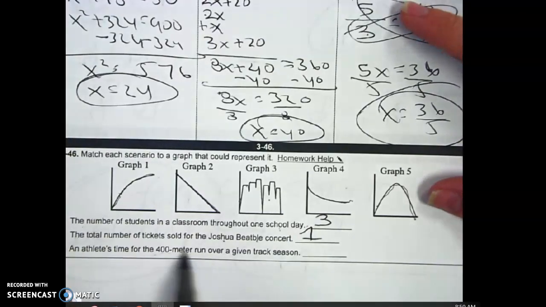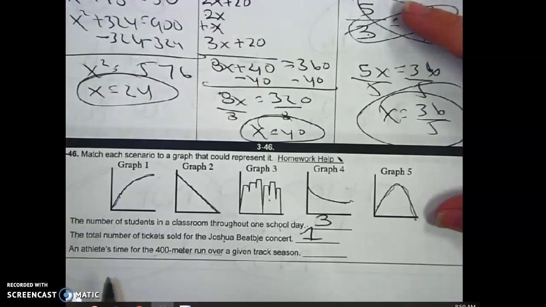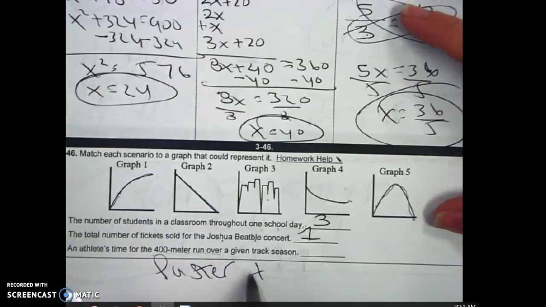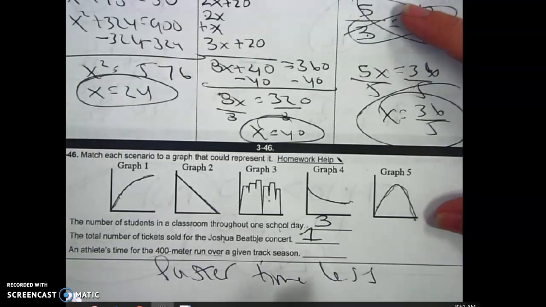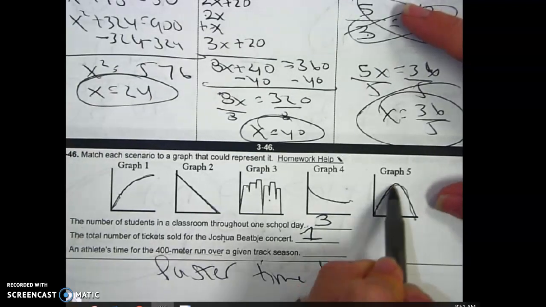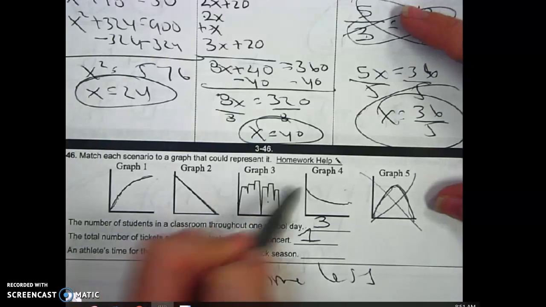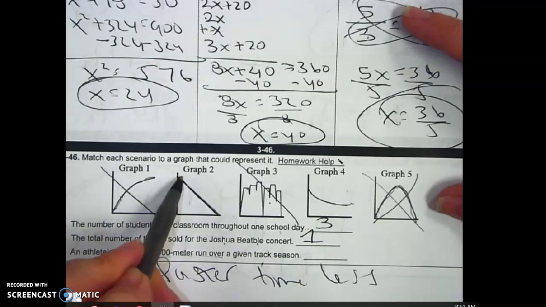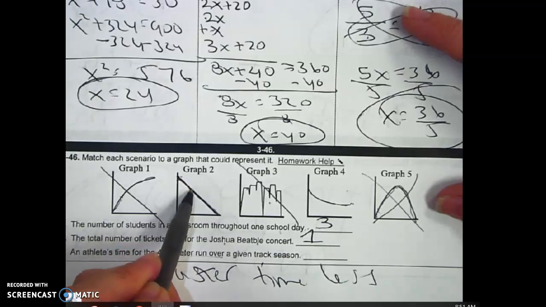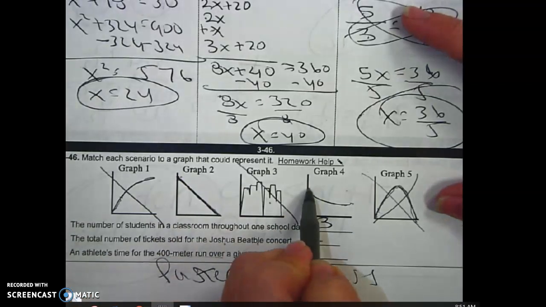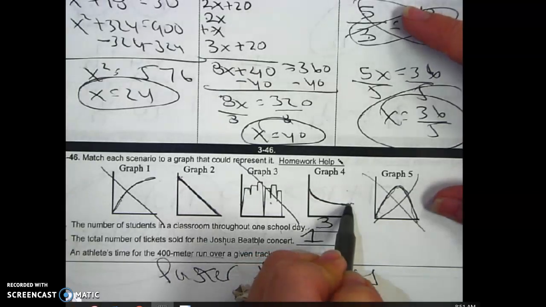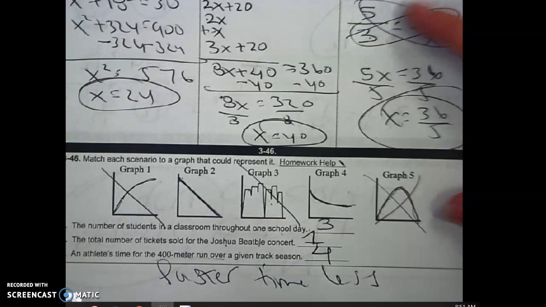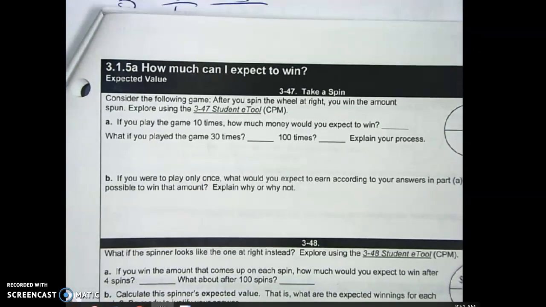An athlete's time for the 400 meter over a given track season. So hopefully they should be getting faster and faster, which means the time would be less and less. It's not like you're going to get slower and then faster. We've already done graph 3 and 1. I don't think it's linear because it's not like every single time you lose 2 seconds. So this is kind of like you're going to get faster and faster and it's going to level out. You're not going to be able to do it in 0 seconds. So that's graph 4. Let's turn the page. That's the start of a new lesson. You're done.